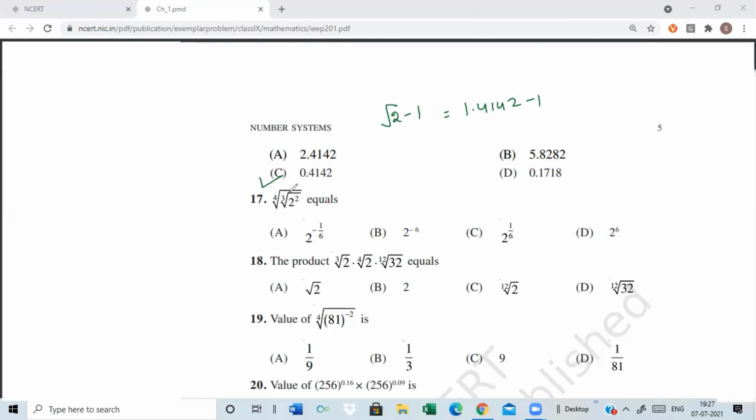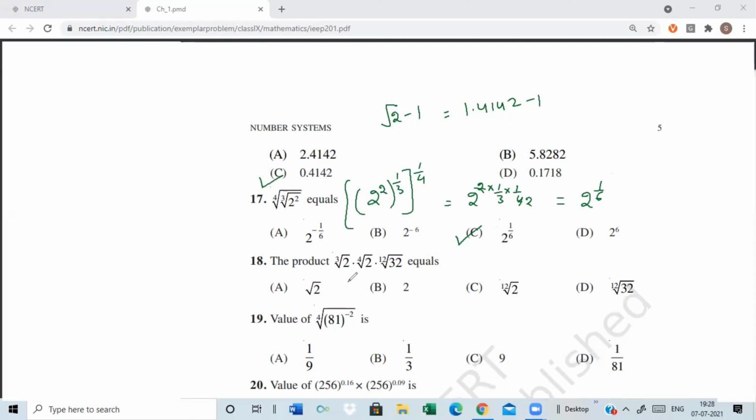This is the fourth root of the third root of 2 squared. So how do we do it? Fourth root means the power is 1/4. Third root means the power is 1/3. So we can write it as 2 to the power 2, whole power 1 by 3, and the whole power 1 by 4. Now if we simplify, we get 2 to the power 2 times 1 by 3 times 1 by 4. Now 2 and 4 get cancelled, so we get the answer 2 to the power 1 by 6. So C is the option. C is the right answer.